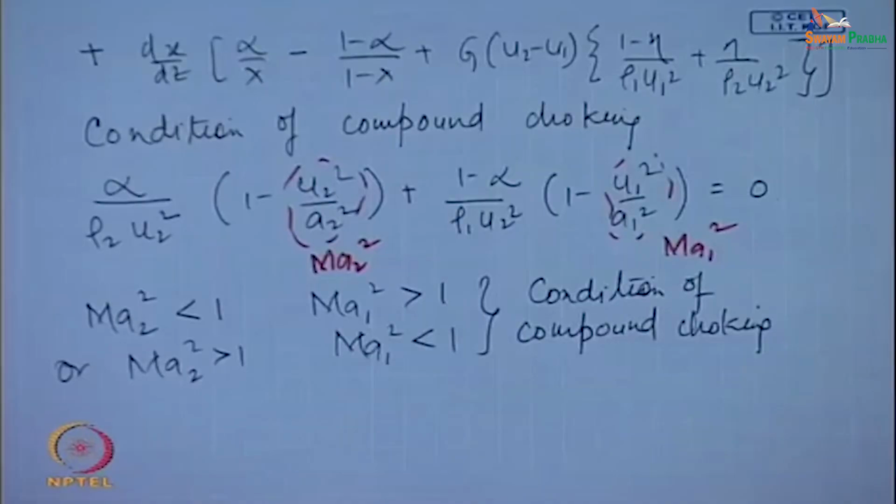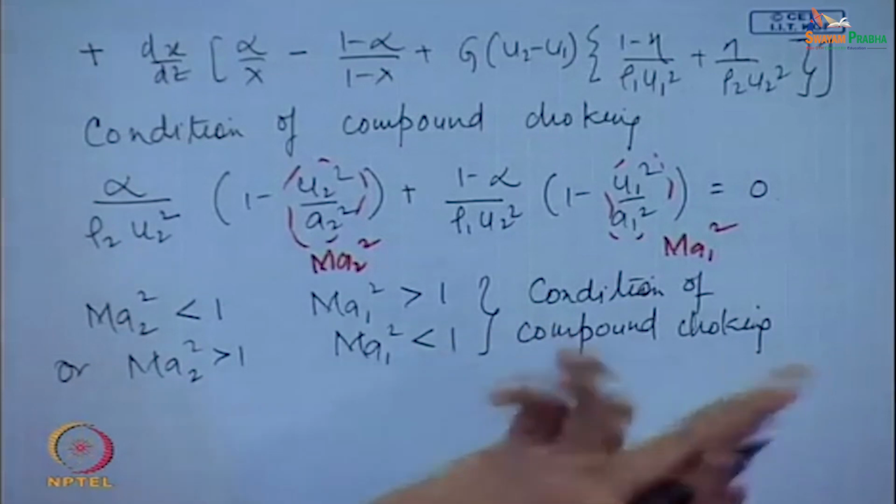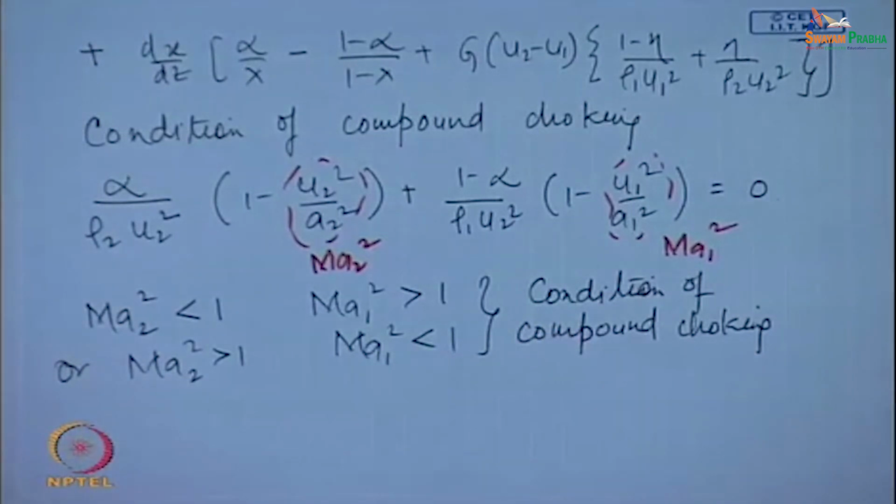So one thing is for sure: when both the phases are flowing under choked flow conditions, definitely we are going to have compound choking. This is for sure. Okay? Both the terms are individually equal to 0. Otherwise, if one is supersonic and the other is subsonic, or vice versa, we can have the condition of choking.